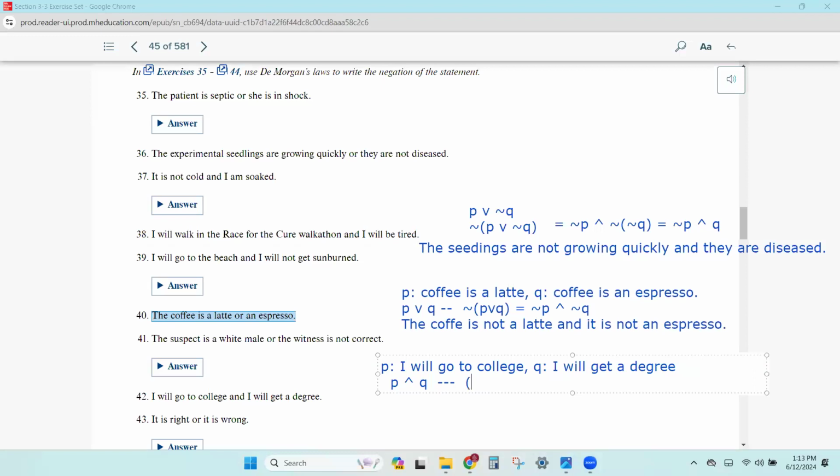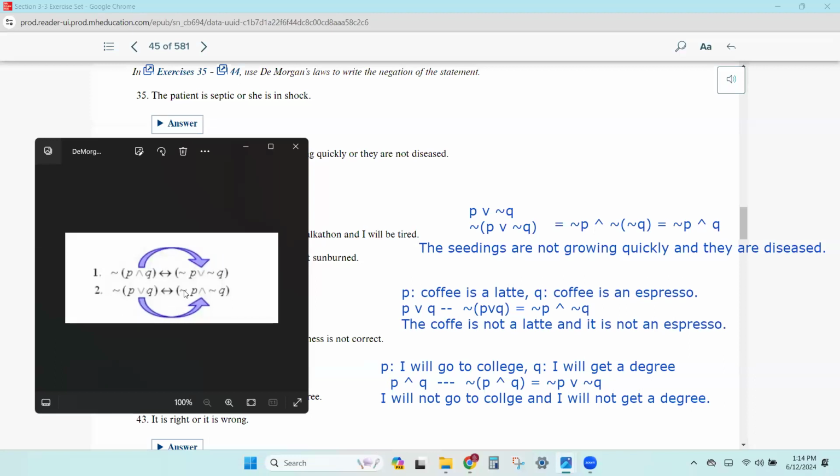And so when we negate that, we're negating the whole thing. So it just passes along. There's nothing to negate that's already negated. The and turns to an or, and then the Q is negated. So therefore, this is, I will not go to college, and I will not get a degree. That is the negation of the original statement. And like I said, yes, De Morgan's law is the key here.